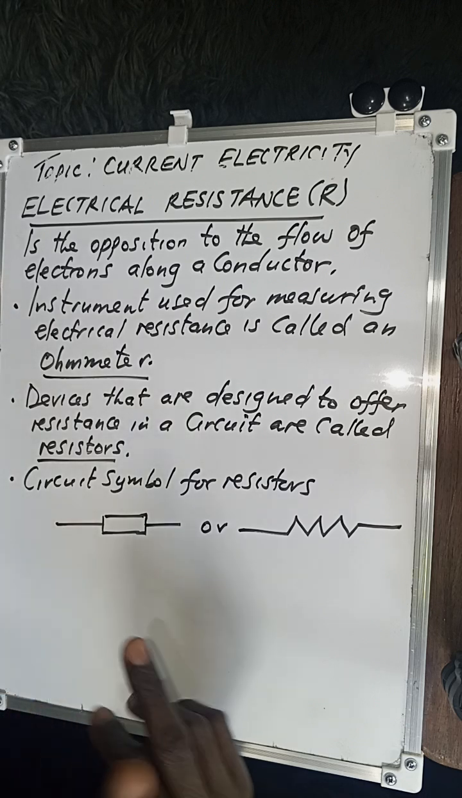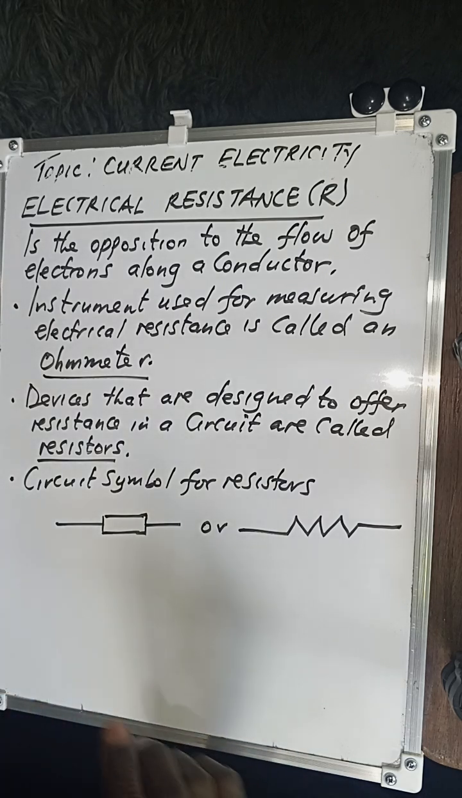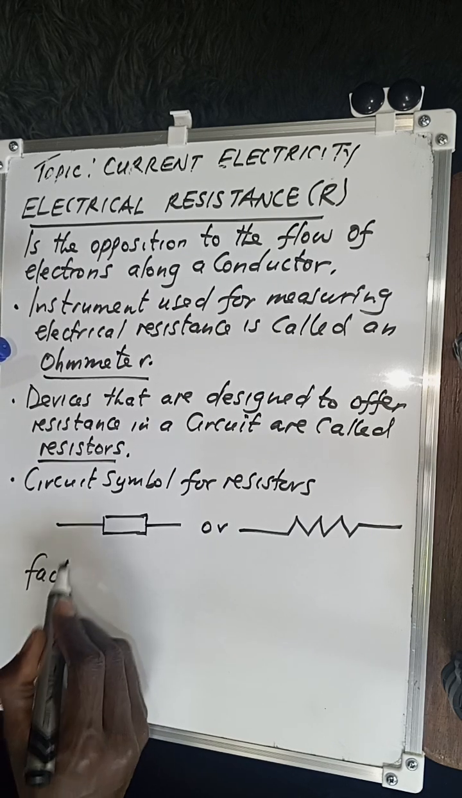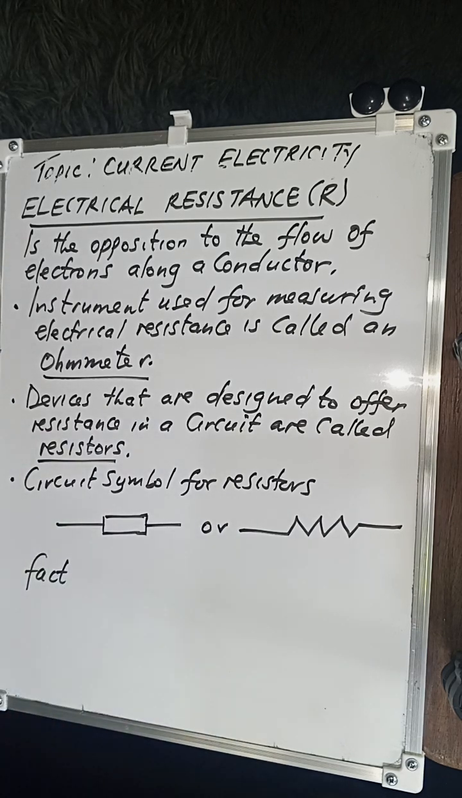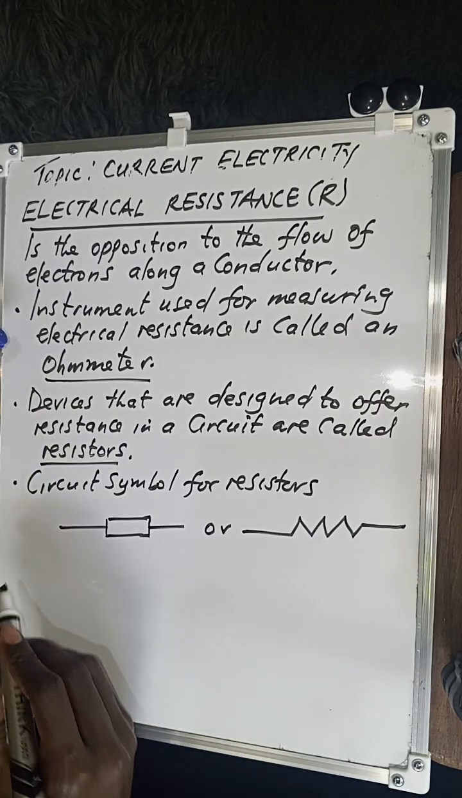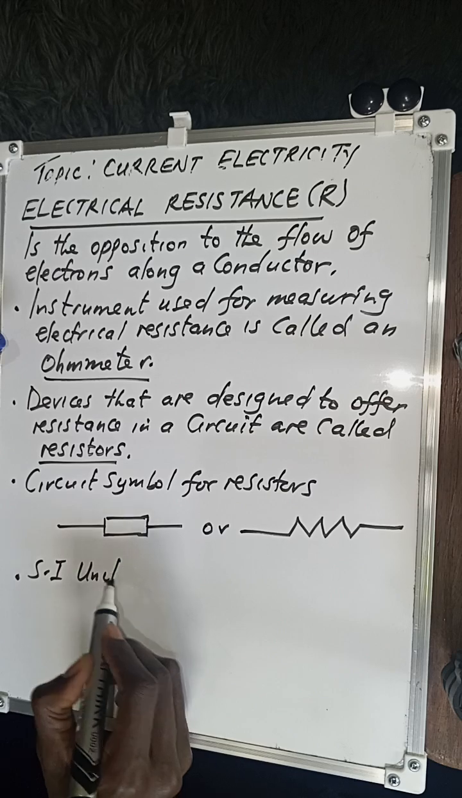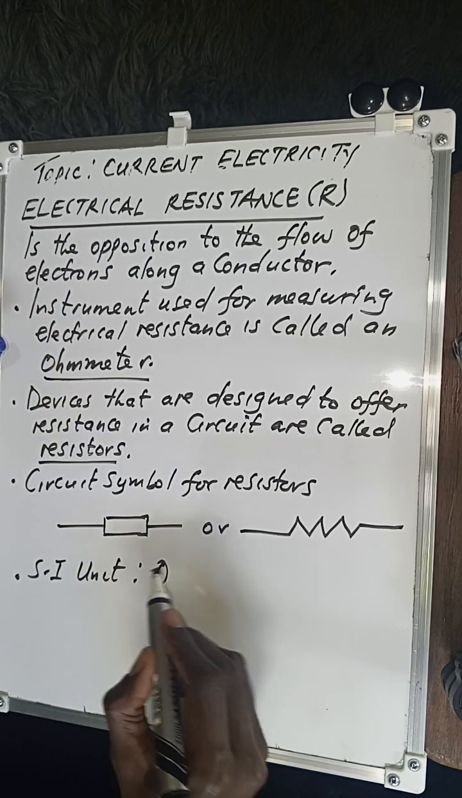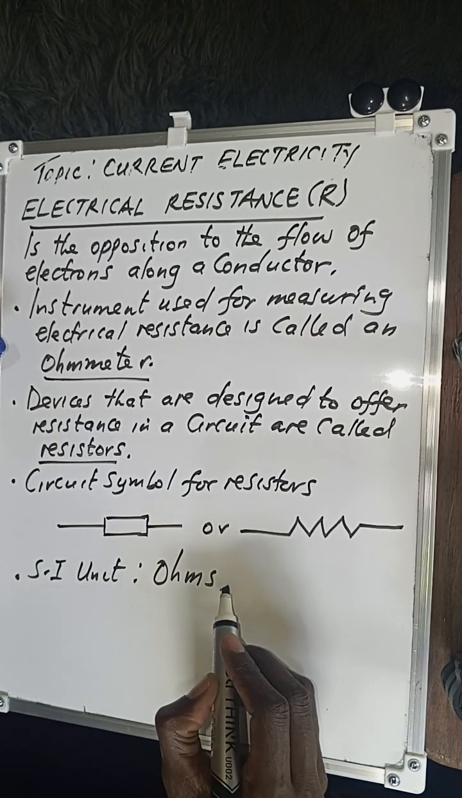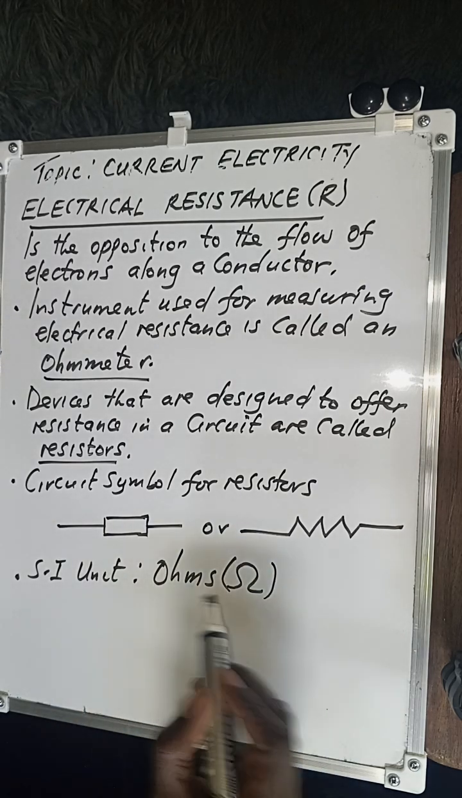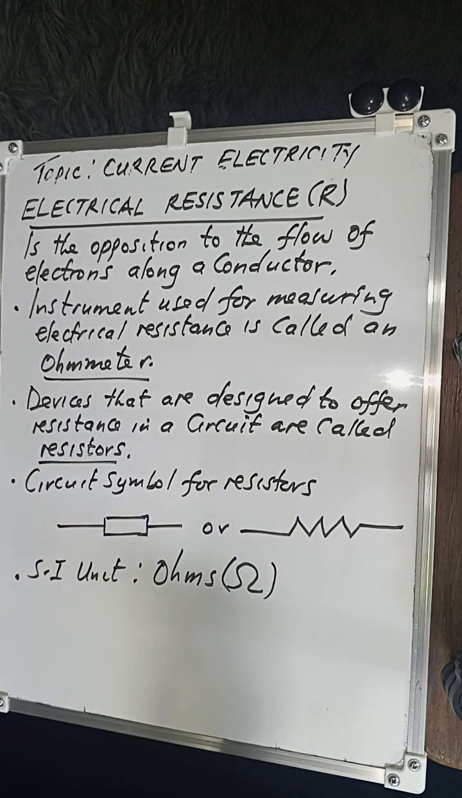There are two types of arrangement of resistors, but before I look at arrangement of resistors, I want to simply talk about first of all the unit in which resistance is measured. So what is the SI unit in this case for resistance? Resistance is measured in ohms, so we use the symbol omega. So ohms are represented by the symbol omega. Ohms is the unit in which resistance is measured.